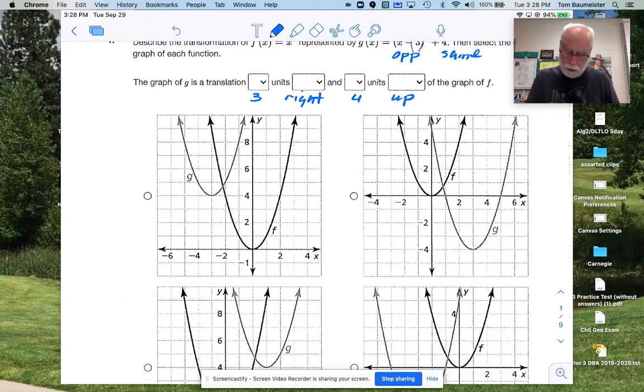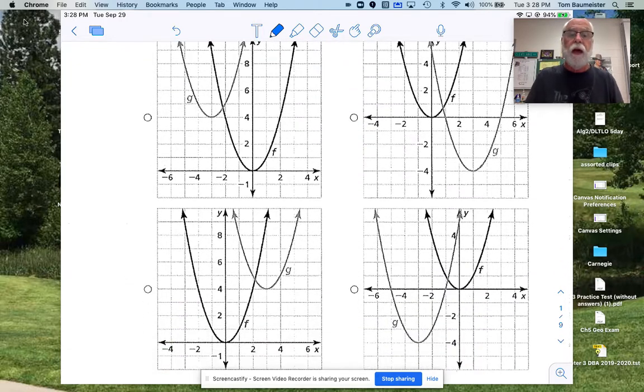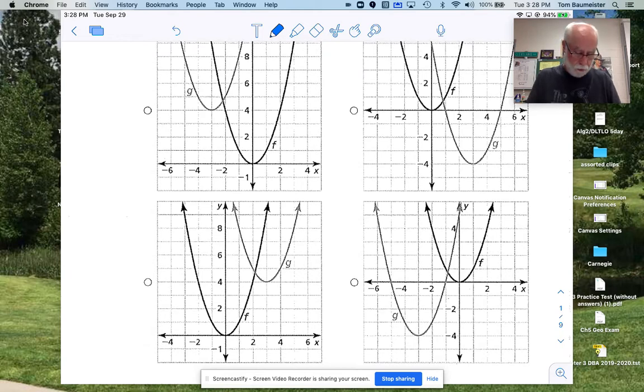Okay, again on this here, make sure, ladies and gentlemen, that you look at which one is your F and which one is your G. All right? So remember, here's our F. We just said we were going 3 units to the right and 4 units up. So that would be the only one that works that way. So your answer has to be that one there.